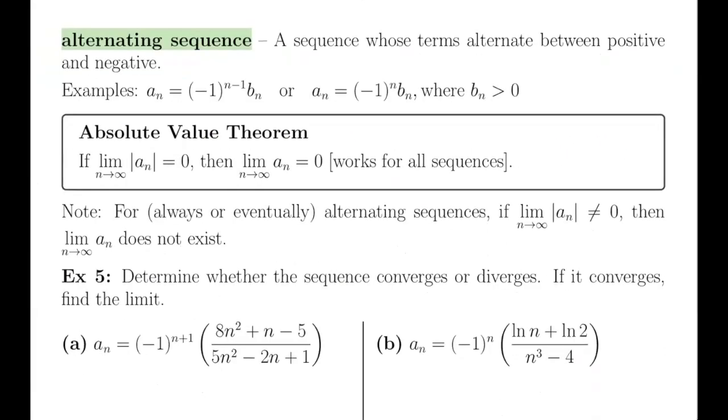There's something called the absolute value theorem. This theorem says that if you take the limit of the absolute value of a sequence as n approaches infinity, and that's 0, then that means the limit of a sub n without the absolute value is also 0. This is true for every single sequence. You can prove this very quickly.